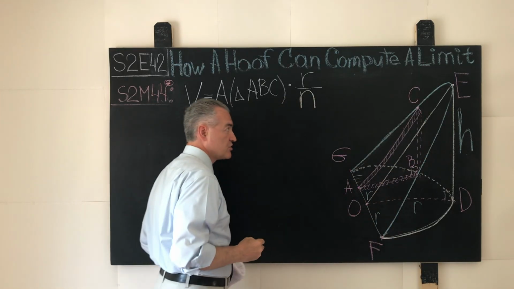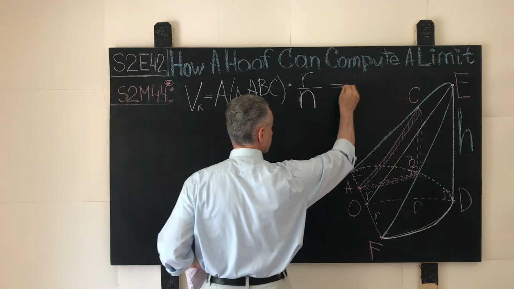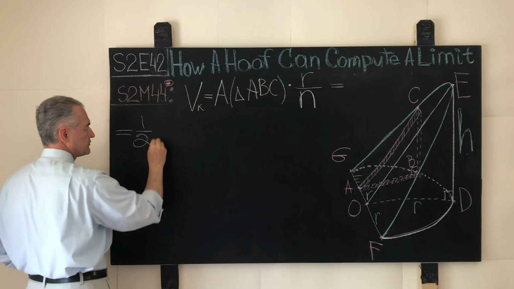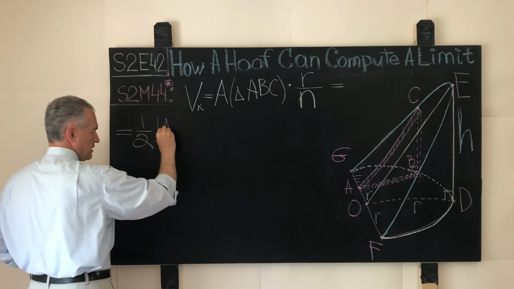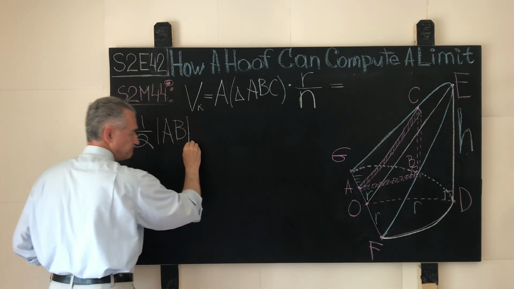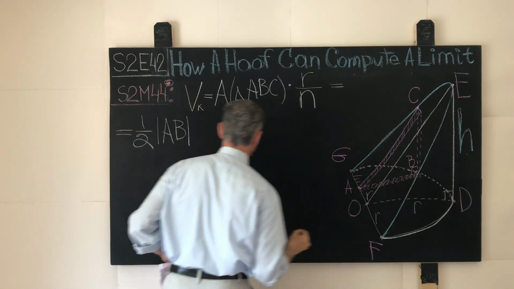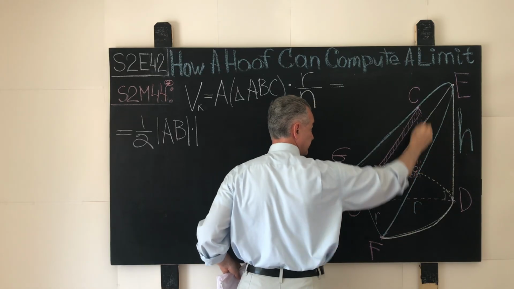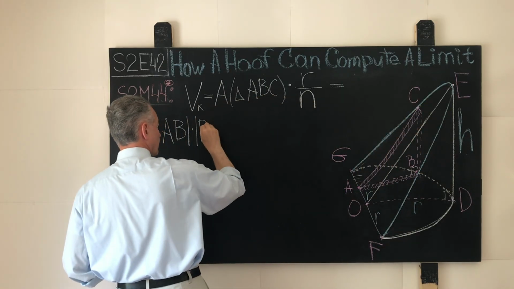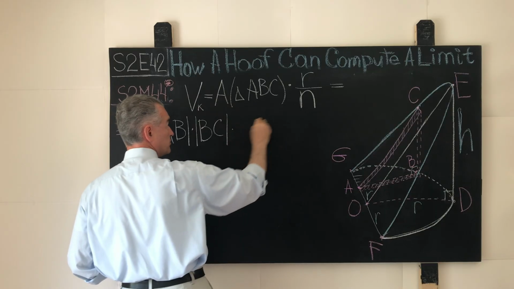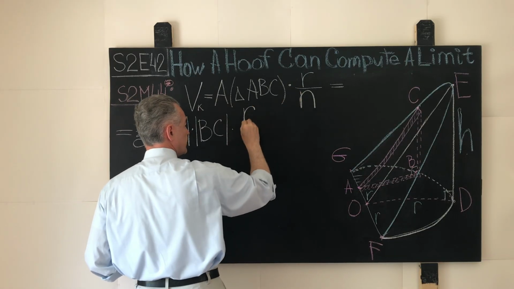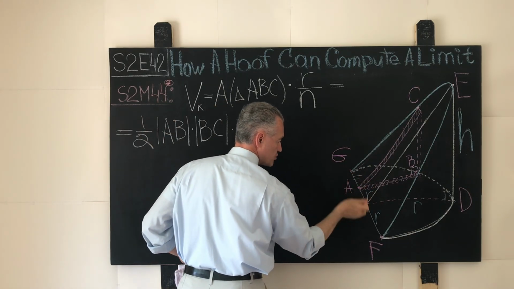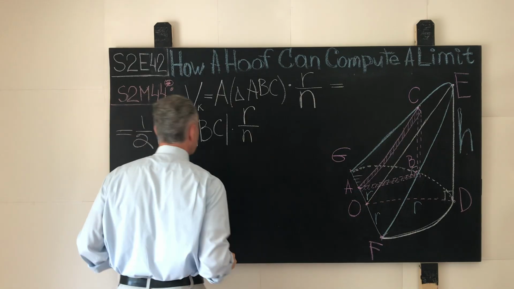And what is the area of that triangle expressed in terms of the locally available material? Let's write it down over here. It will be 1/2 of the length of the side AB, this side, times the length of the side BC, times the width of our uniform line segments into which we cut the radius OG over here, R over N.